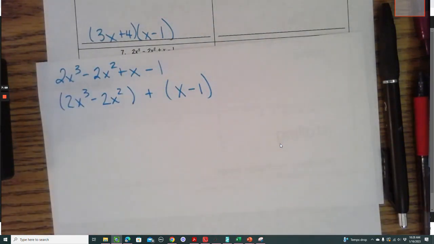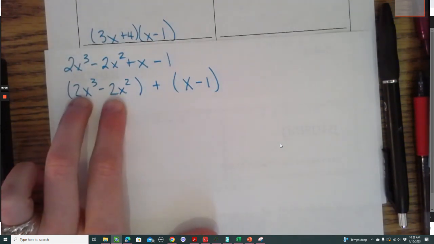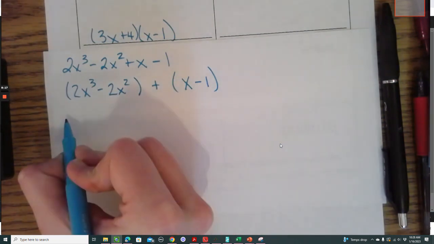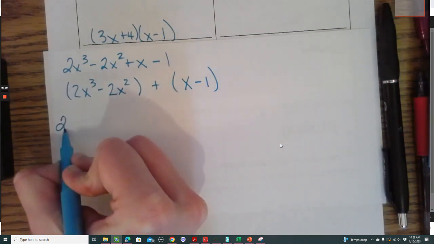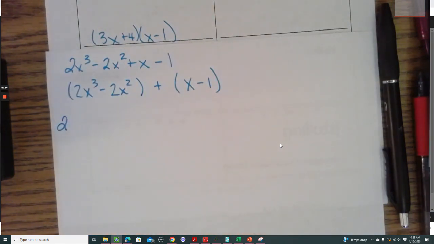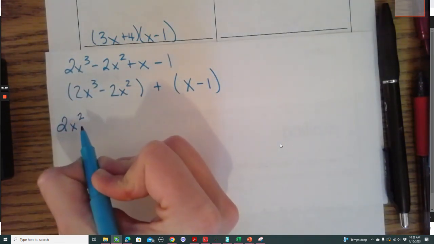Split the cubic down the middle, and then factor out any greatest common factors. So, the coefficients. Is there a common coefficient? 2. Or if it was 2 and 4, 2 would still be a common coefficient, right? You can factor that 2 out. So out of these 2, I know I can factor a 2 out. What about x cubed and x squared? Is there a common factor there? The x, but squared, right?